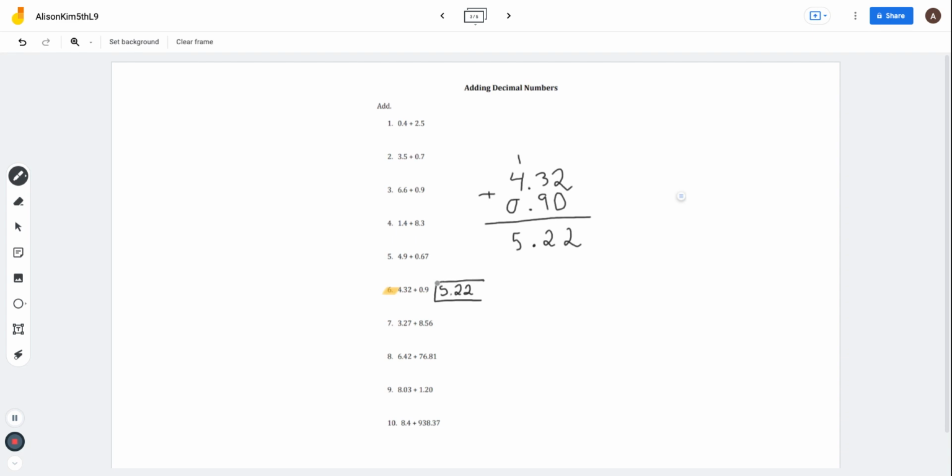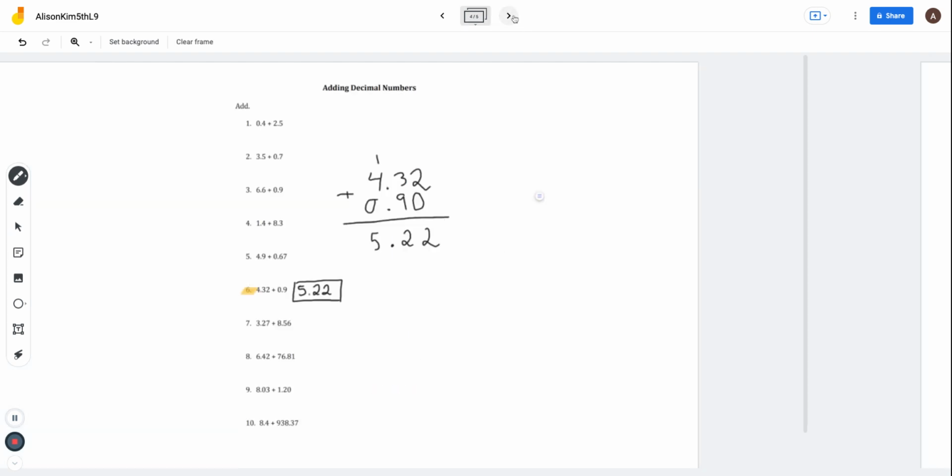A lot of people get this wrong because they place their decimal points incorrectly. So make sure that your decimal points always match up, like mine right here. It makes a straight line, kind of, right? And it has the same number of place values behind the decimal. Like 4.32 has 2 numbers behind the decimal, 0.9 has 2 numbers behind the decimal, and 5.22 has 2 numbers behind the decimal also.